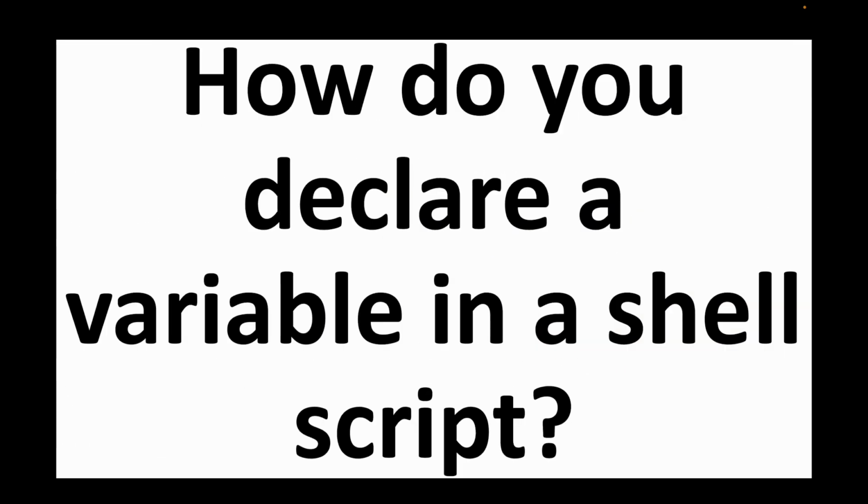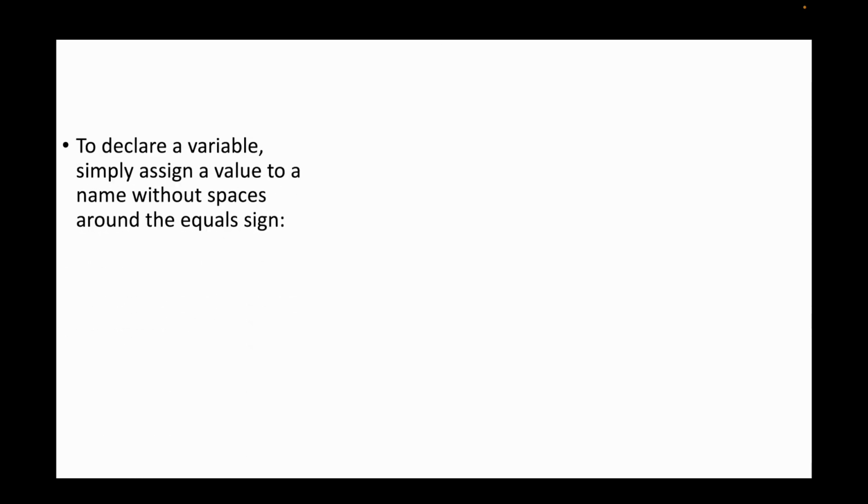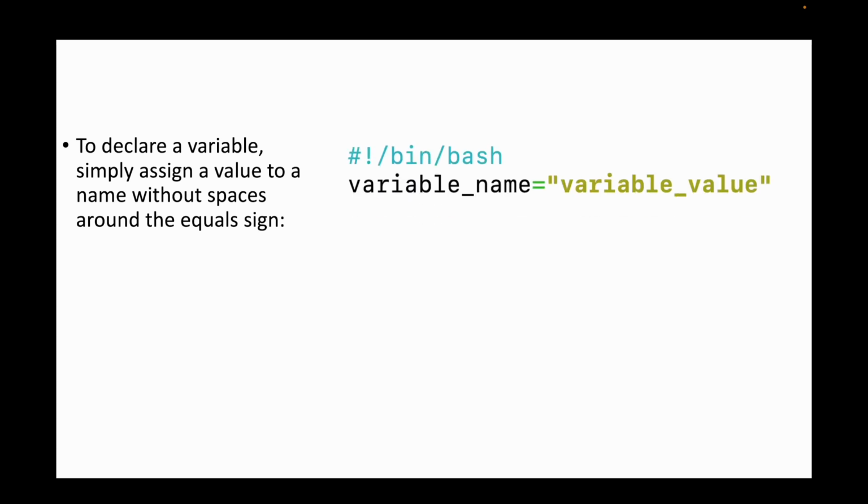The first question I have is, how do you declare a variable in a shell script? So we know that a variable can be used whenever you have any data that you want to reuse. To declare your variable in shell scripting, all we have to do is assign a name to that variable, and then without spaces we can give the value to that by using this equals symbol. So your variable name, which is user defined, equals the value that you want to store in that variable.